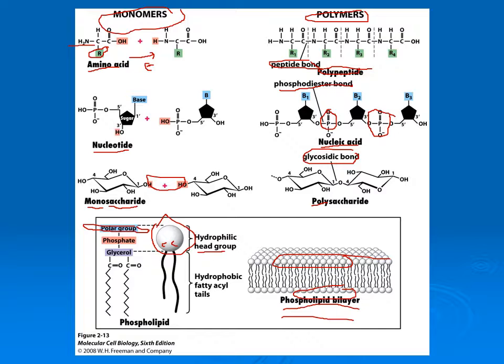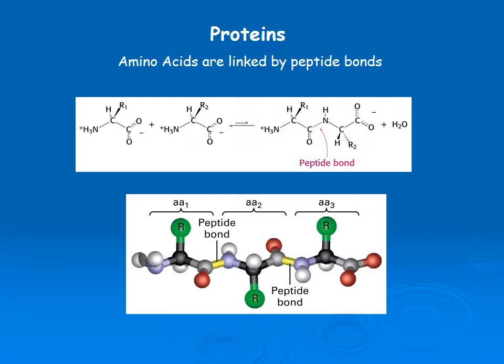That's a fine point, but I at least wanted to cover that. The big take-home is to review monomers to polymers, and you certainly need to be aware of the shape, structure and function of proteins. Proteins are amino acids linked by peptide bonds. There's a space-filling model, here's a DNA molecule, and here's the lipid bilayer with the hydrophobic and hydrophilic regions.